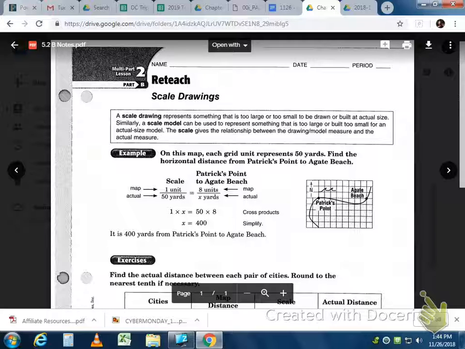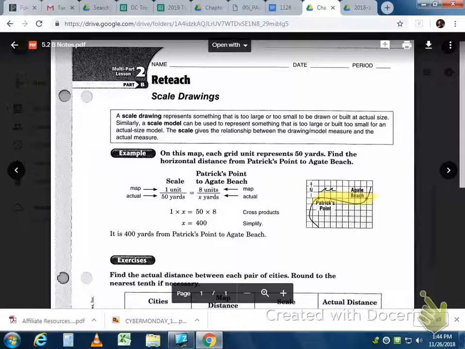So if we're looking at this example that they have right here, it says on this map, each grid unit represents 50 yards. Each block represents 50 yards. And it says find the horizontal distance from Patrick's Point to Agate Beach. So we're talking this distance right there. And they actually counted that it was 8 units.